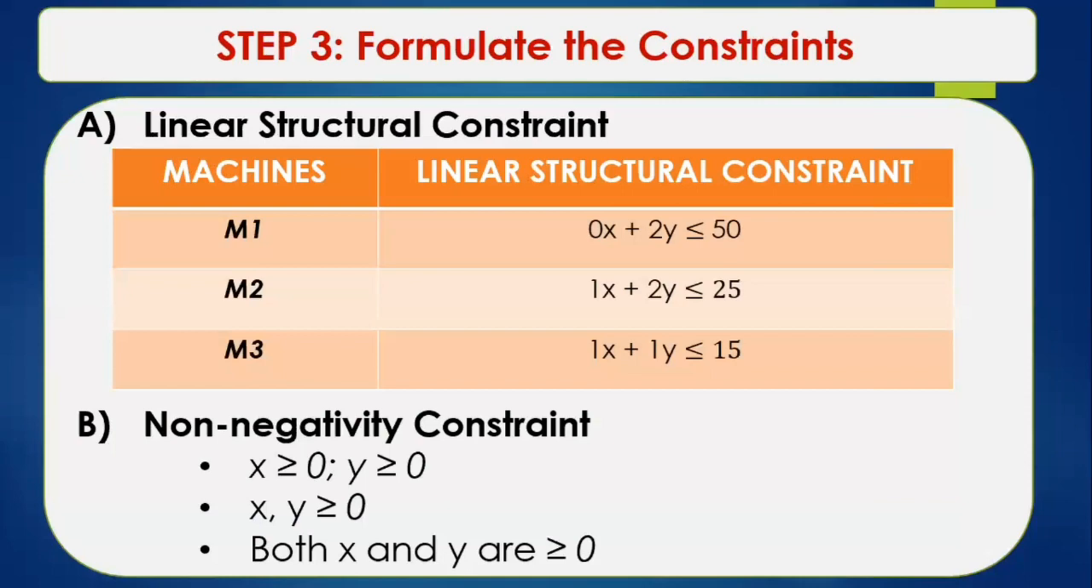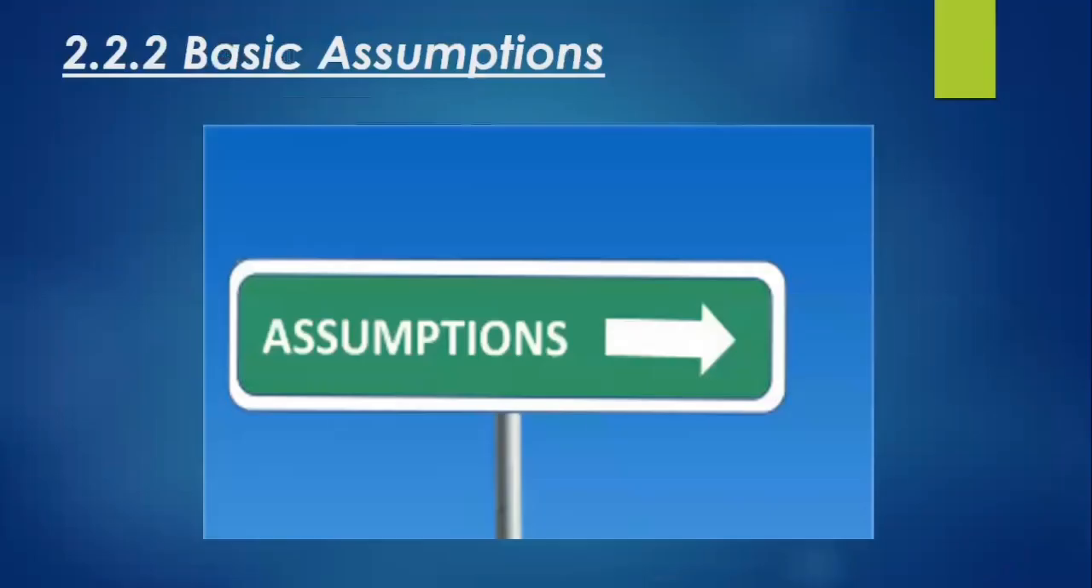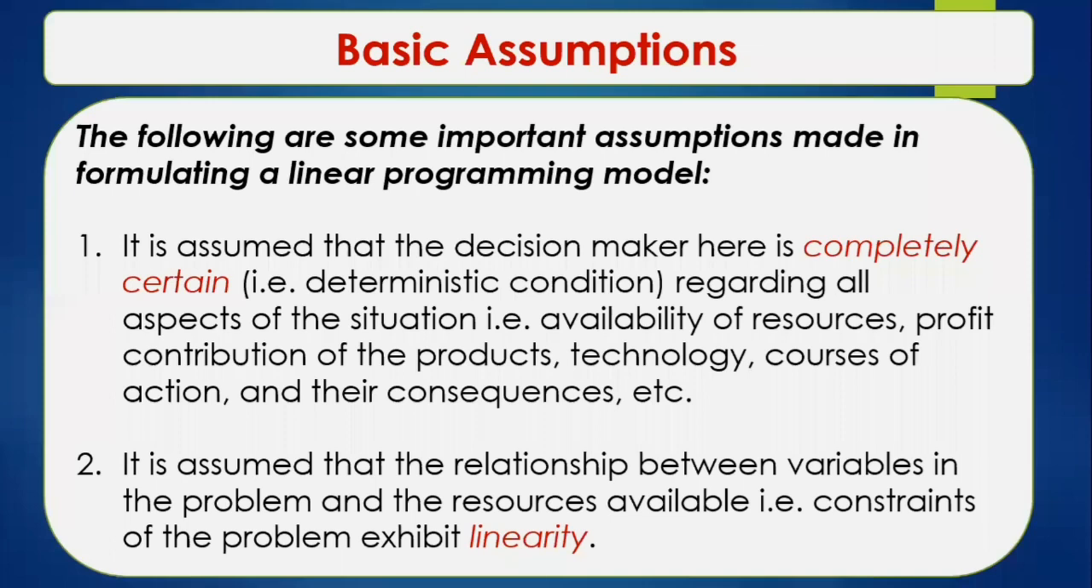Now, as you can see, the problem has an objective function, structural constraints and non-negativity constraints, and there exists a linear relationship between the variables and the constraints in the form of inequalities. The problem then satisfies the properties of the linear programming problem. However, there are also basic assumptions for this particular problem, and I will be discussing the 7 basic assumptions.